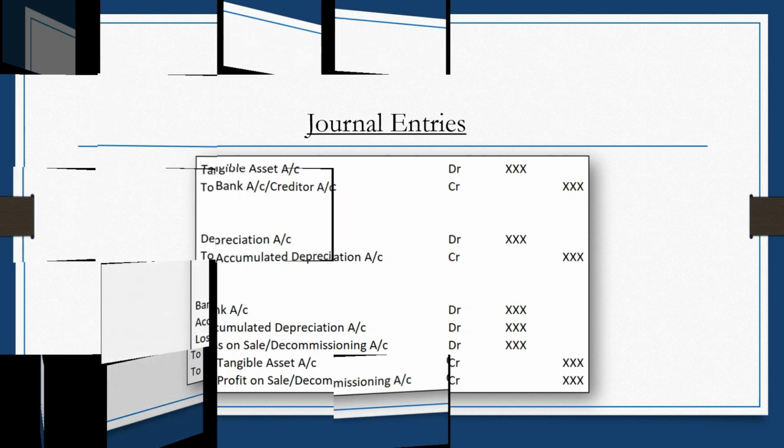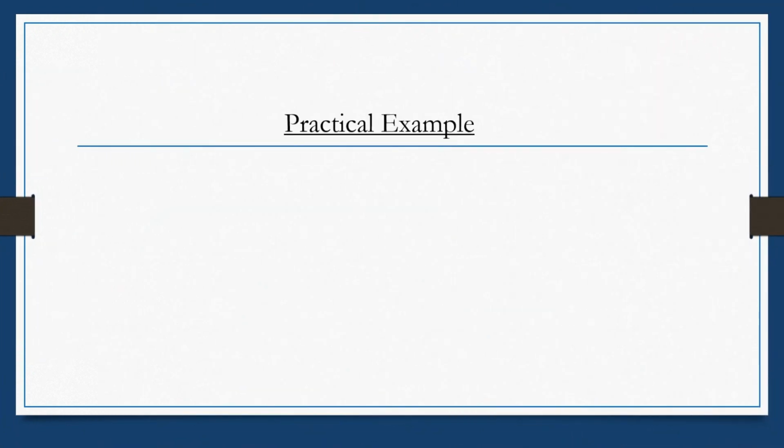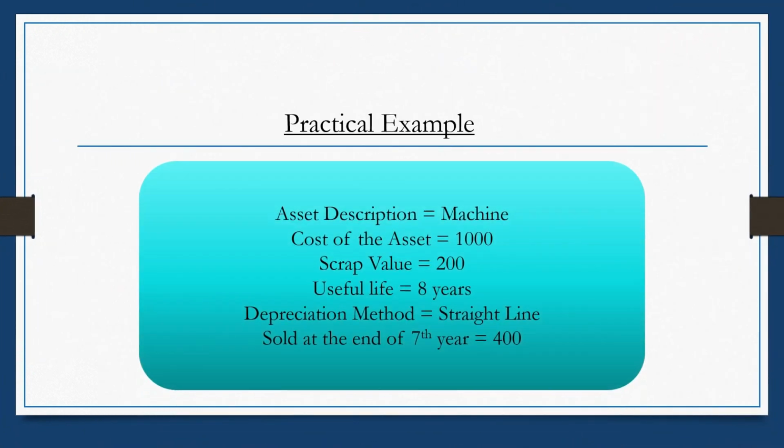So let's say you have an asset which is a machine, and the cost of that asset is $1,000, scrap value is 200, useful life is 8 years. The depreciation method is straight line. Since it's a straight line and the value of the asset is 1000, out of which there is a scrap value of 200, so the net book value here is 800, for which the useful life is 8 years. Straight line method, so that means you have to divide the value of the asset across the number of years. So 800 divided by 8, it will be 100. So you have to charge depreciation 100 across 8 years.